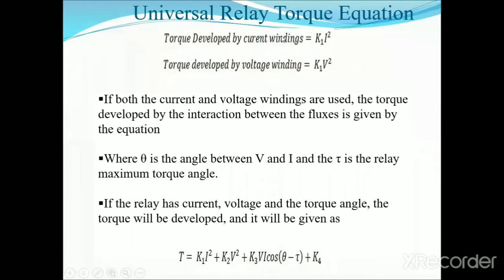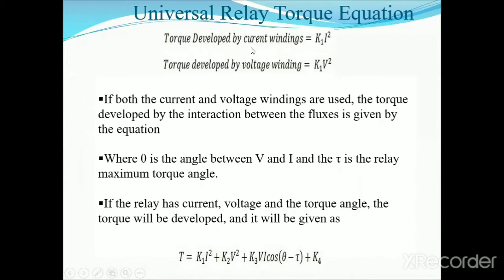We have two windings in the case of electromagnetic relays. What are the windings? First one is the current winding. Second one is the voltage winding. In the current winding, the torque produced is due to the square of the current flowing through that winding, multiplied by K1, where K1 is a constant.